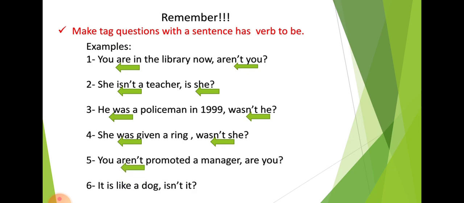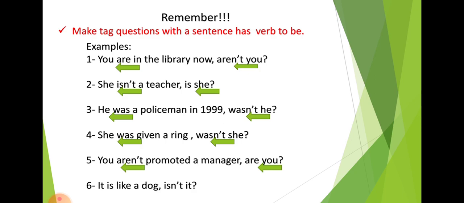Number 5: You aren't promoted to manager, are you? So the verb to be is "are not". Yes, it is "are", but it is a negative sentence, so the tag question must be positive, and we use the verb to be "are" to form the tag question.